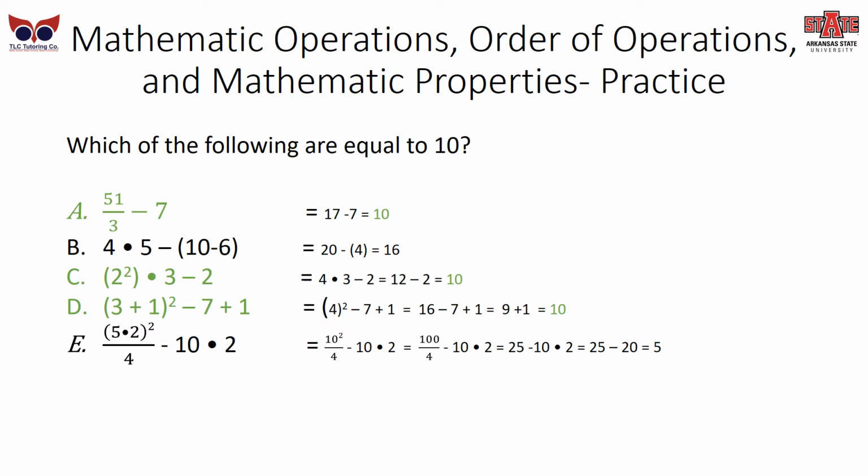The first one, 51 thirds, is the same as 17. 17 minus 7 is 10. B, you can see, actually gives you 16. C is 2 squared times 3. That's 4 times 3, or 12, minus 2. That one's 10. D is (3 plus 1) squared minus 7. We have to do parentheses first: 4 squared is 16, minus 7 is 9, plus 1 is 10. The bottom one is a similar issue. You have a lot of 10s in there, but it ends up with 25 minus 20, so it's 5. These are just to help you get comfortable with remembering your PEMDAS order.